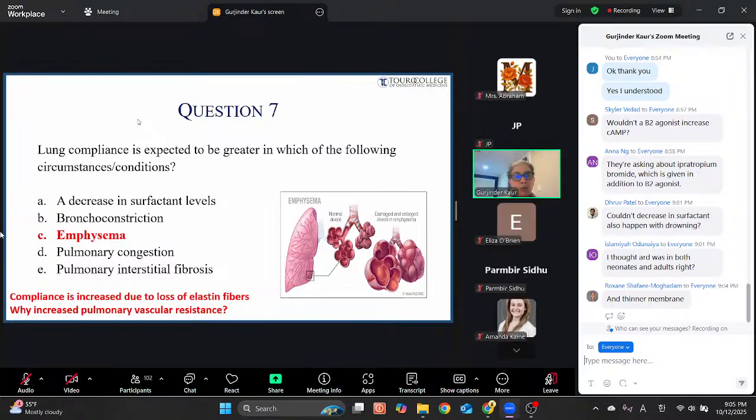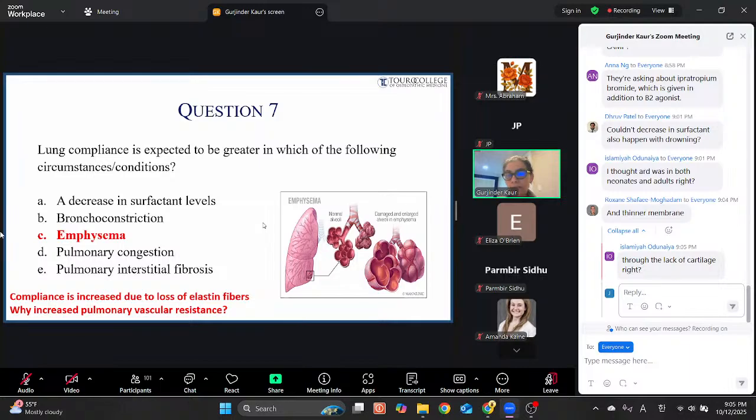So all these thin walls are basically leading to more compliance because they can distend more, right? I put pulmonary vascular resistance here. You can ignore it at this point, but we will be talking about it in week 3. I just don't want to confuse you too much at this point because it's a whole other discussion, but we will get there point by point. Okay. Is everyone clear? I can move forward.